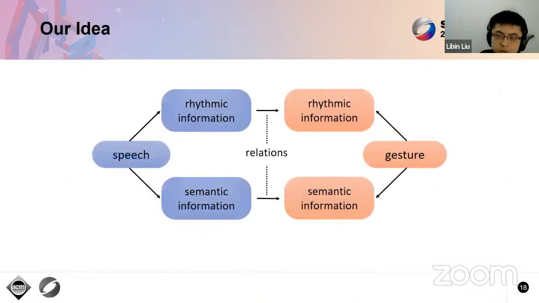So in this work, we were trying to overcome these two problems by explicitly disentangling the semantic information and the rhythmic information of both the speech and the gestures. After this disentanglement, we believe that the relations between the two modalities are easier to learn, and then we can use some learning techniques to build such relations.